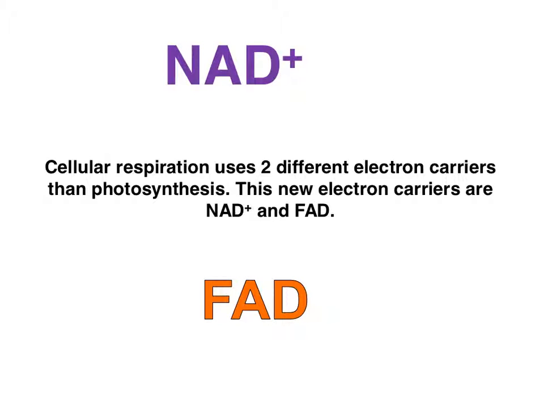If you recall, photosynthesis uses the electron carrier NADP positive. But cellular respiration is different. It uses two different electron carriers. It uses NAD positive and FAD. You should notice that NAD is positively charged, while FAD is actually neutral. In either situation, both of these electron carriers can carry 2 electrons each.